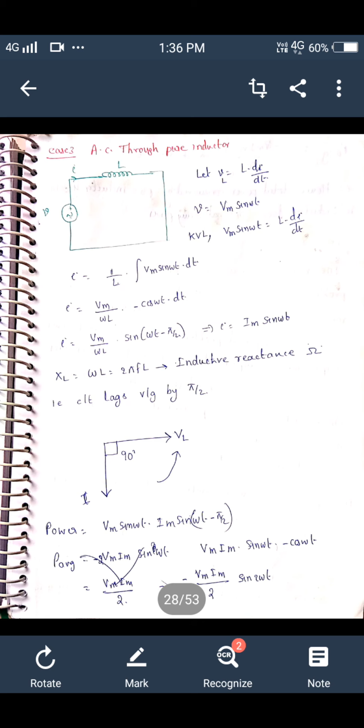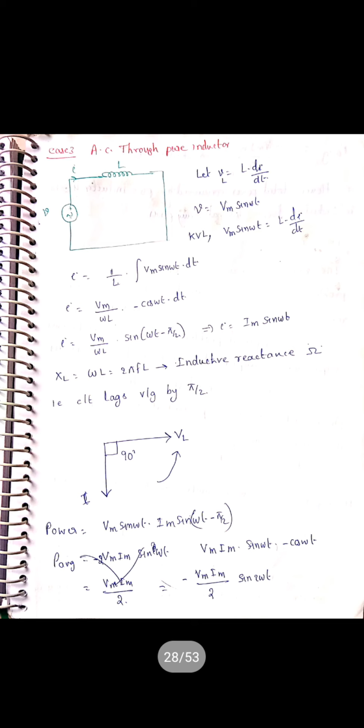Now if we integrate that, you can get the expression as V maximum by omega L, because the integral of sin omega t dt gives minus cos omega t by omega. This you can write as Vm by omega L into minus cos, which we can write as sin omega t minus pi by 2. So here I maximum is nothing but V maximum by omega L.